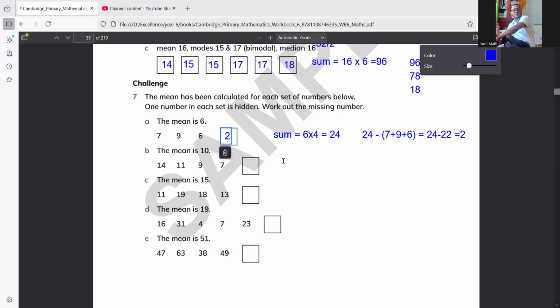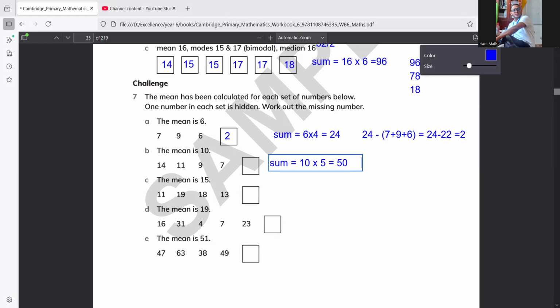Let's go to the second question. We said we use this mean to find the sum. So the sum is equal to 10 multiplied by, count how many digits? 1, 2, 3, 4, 5. There are 5 numbers. So 10 multiplied by 5 is equal to 50.